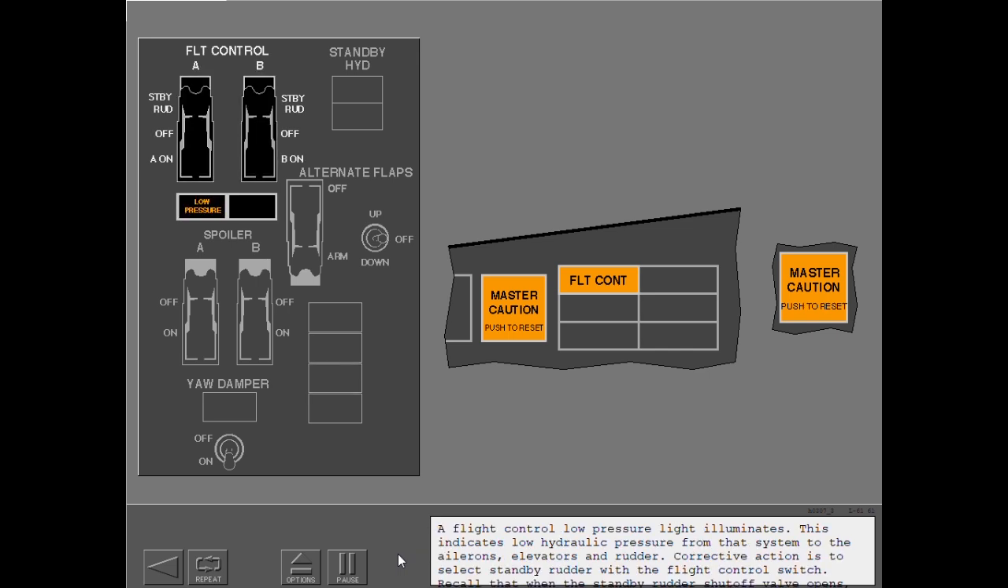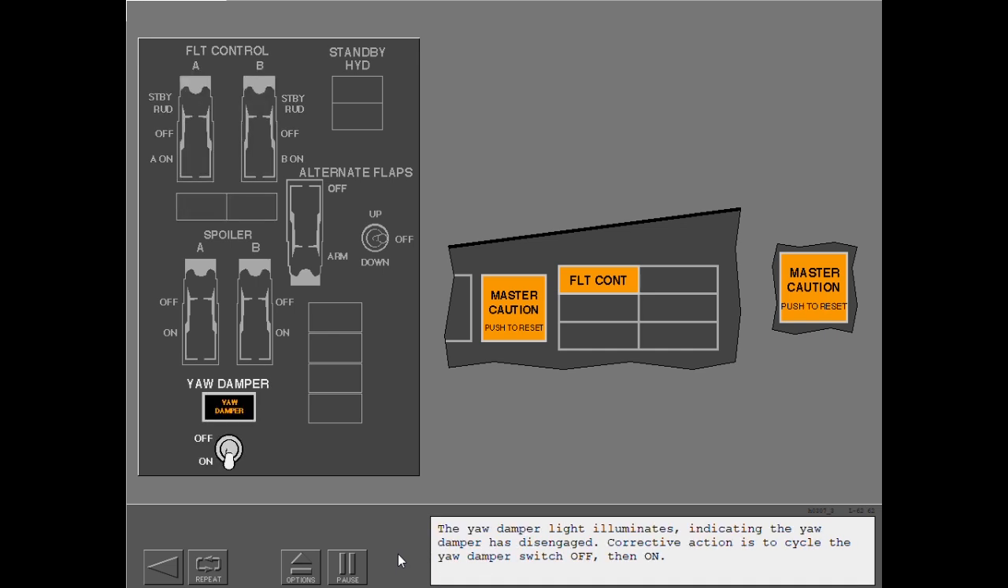A flight control low pressure light illuminates. This indicates low hydraulic pressure from that system to the ailerons, elevators, and rudder. Corrective action is to select standby rudder with the flight control switch. Recall that when the standby rudder shutoff valve opens, the low pressure light will extinguish.